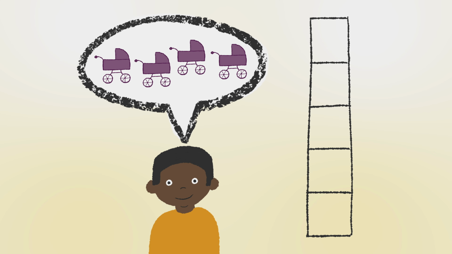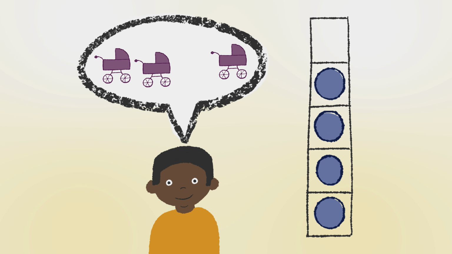If there are 4 baby carriages for playground use, Marcus can put 4 chips on a 5-frame to represent this initial set. If one baby carriage is already being used by Samuel, Marcus can remove one chip to represent the one Samuel is using. Once he removes the chip, he can count, or subitize, the remaining chips to learn that there are 3 baby carriages still available outside.